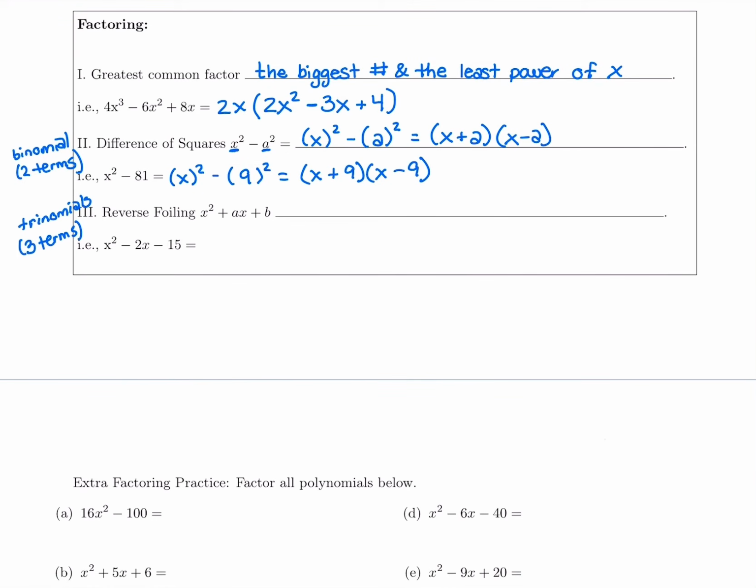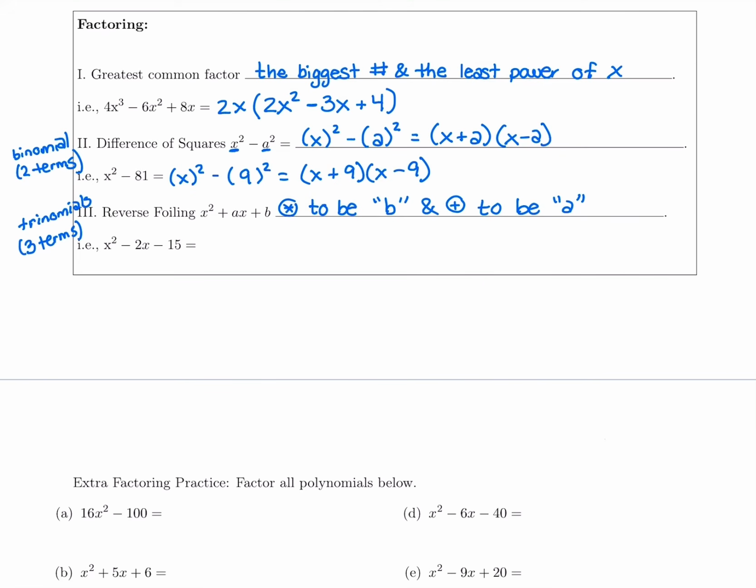So when you do reverse FOILing, you want to multiply to be which one? Do you remember from algebra? You have x squared plus ax plus b. You multiply to be that last term. So you multiply to be b in this case, and add to be a. All right, so we're thinking of numbers that multiply to be the last term, but add up to be that coefficient of the second term.